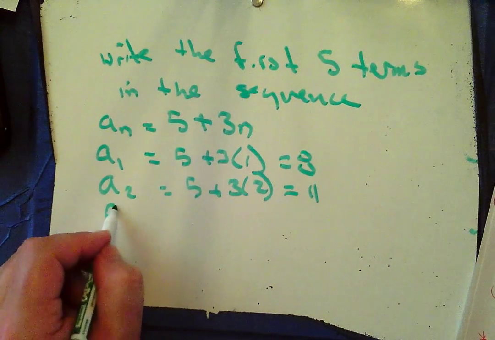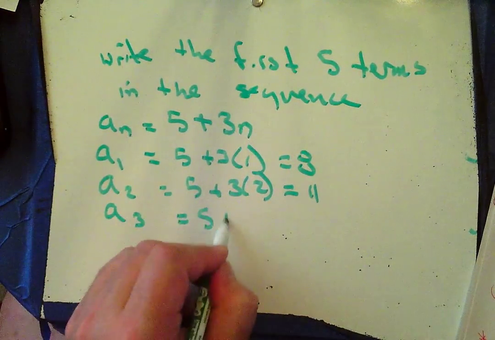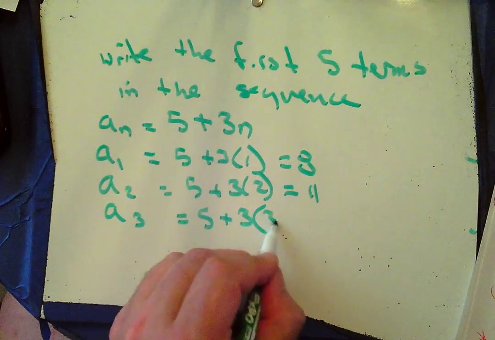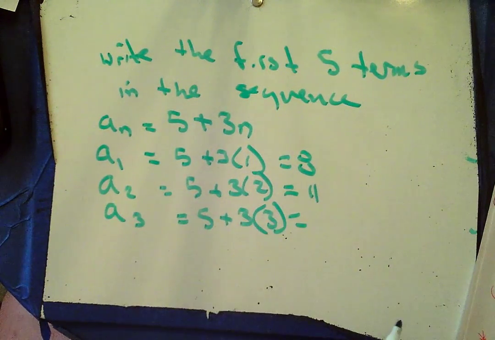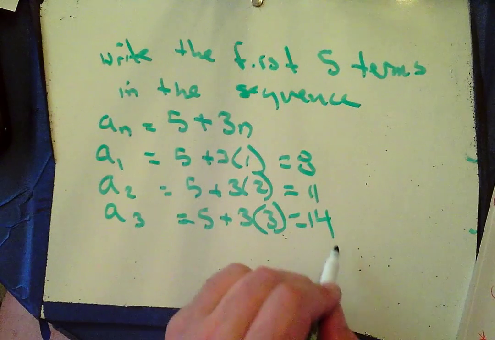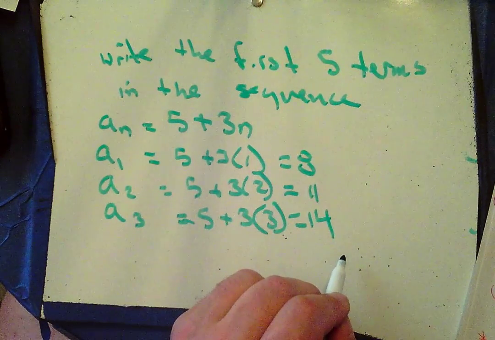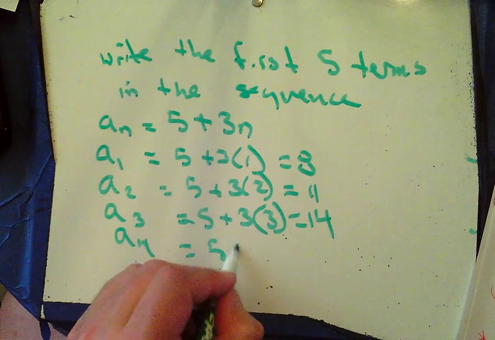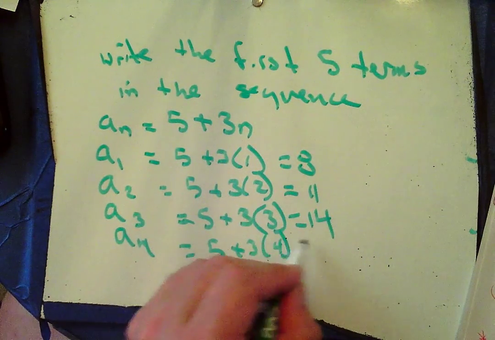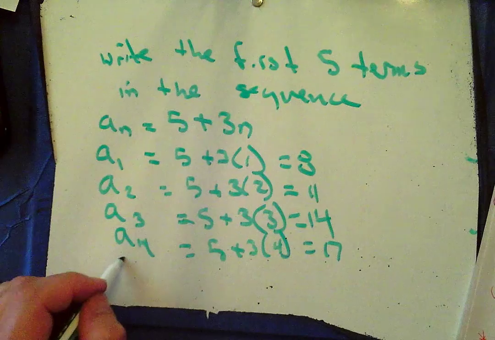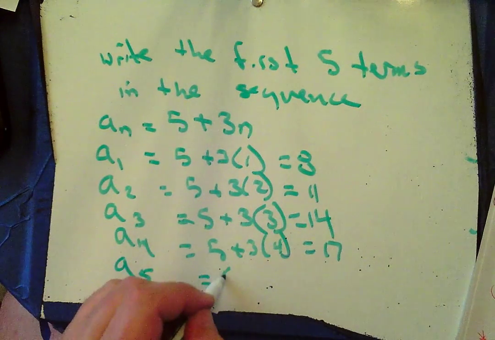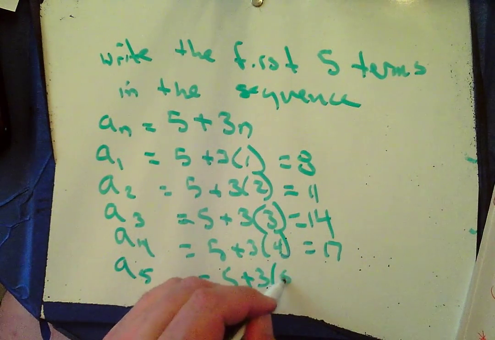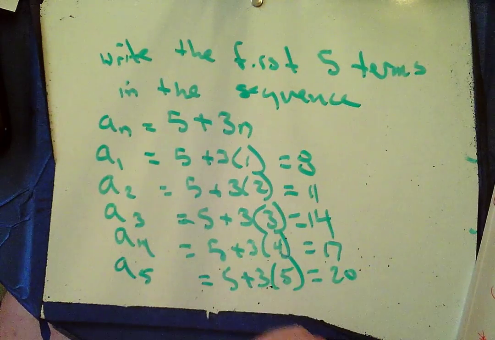And if I want the value of the third term, that's 5 plus 3 times 3 is 14. Yep. A sub 4, 5 plus 3 times 4 equals 17. And a sub 5, 5 plus 3 times 5 is 20.